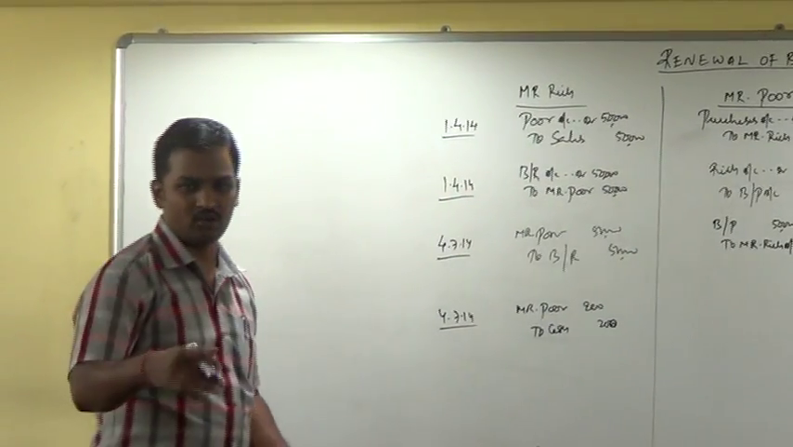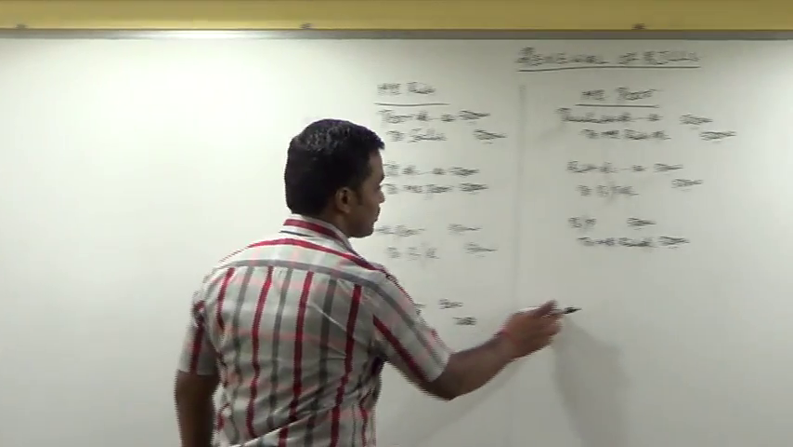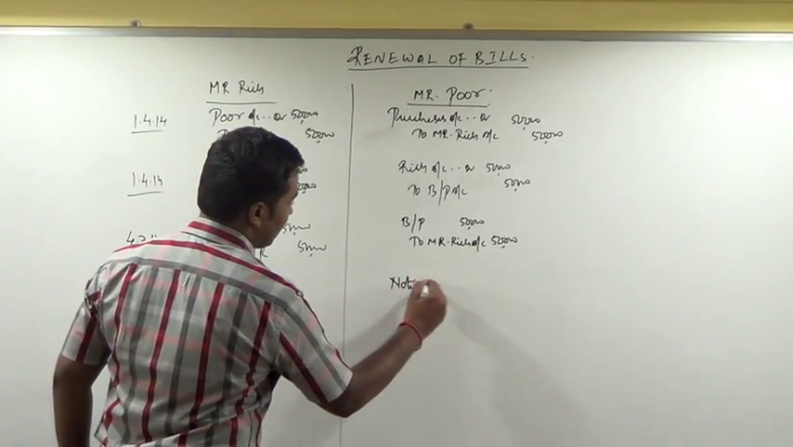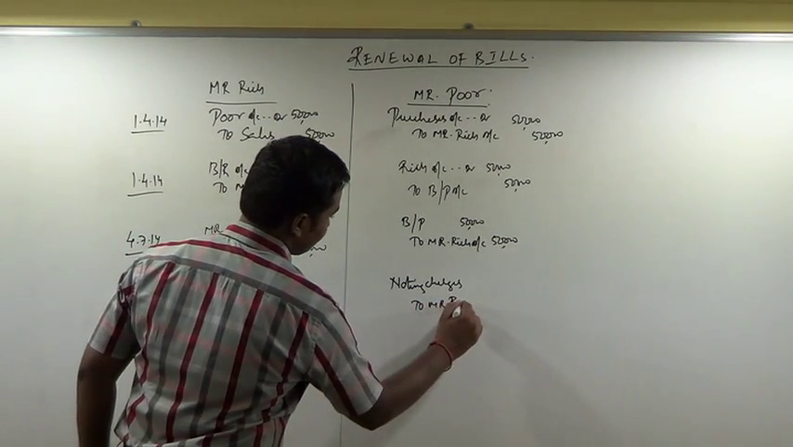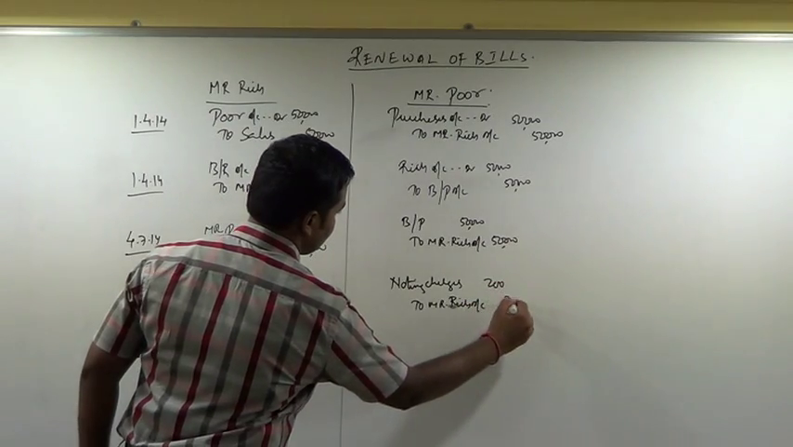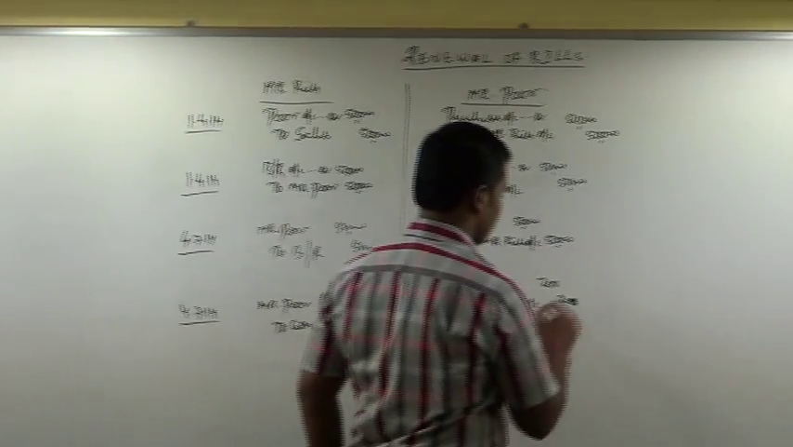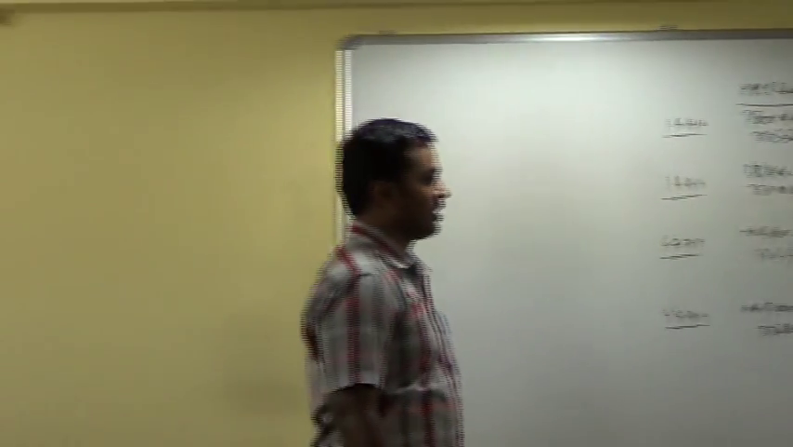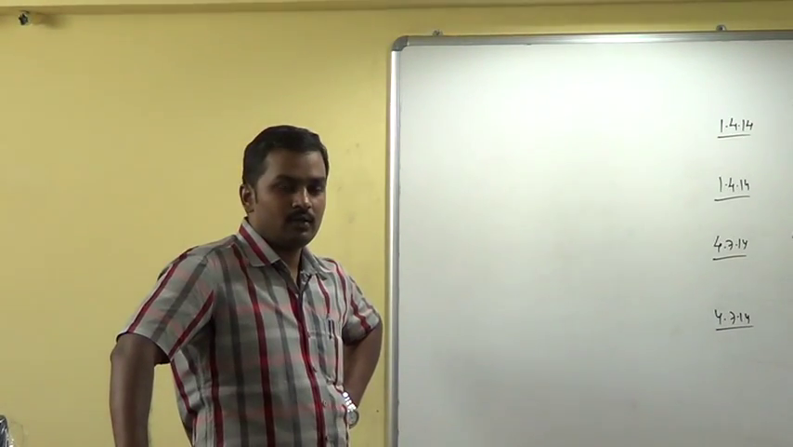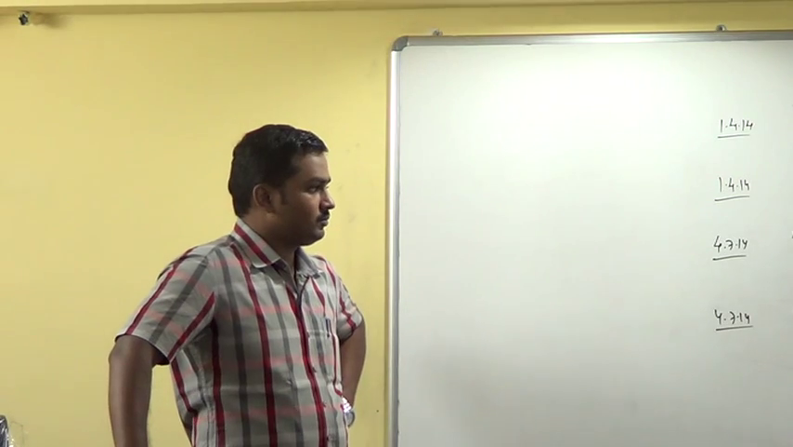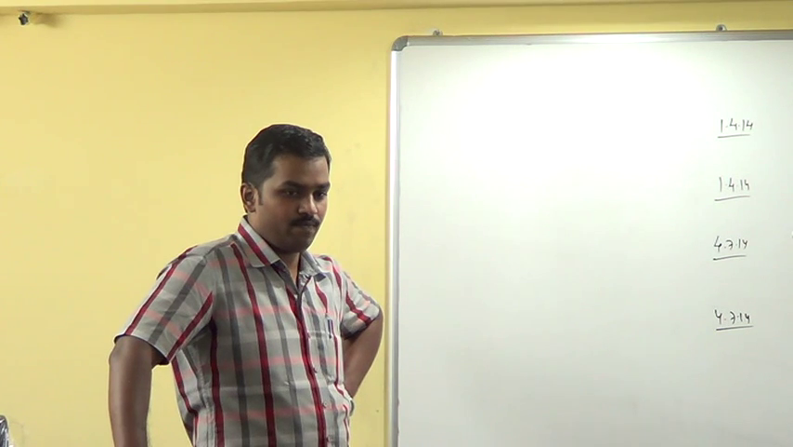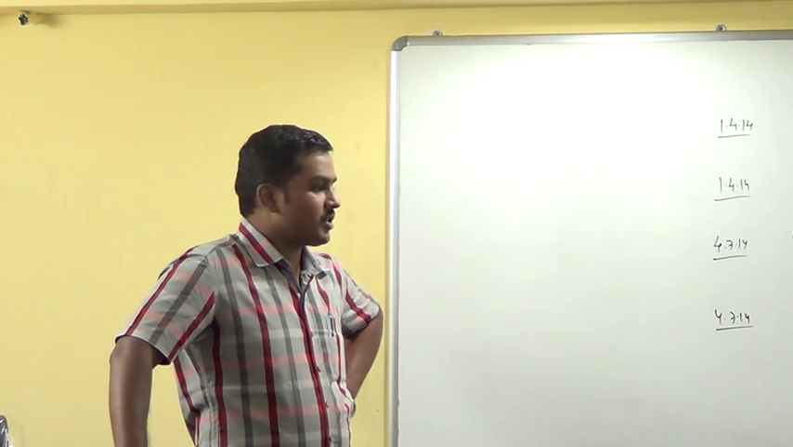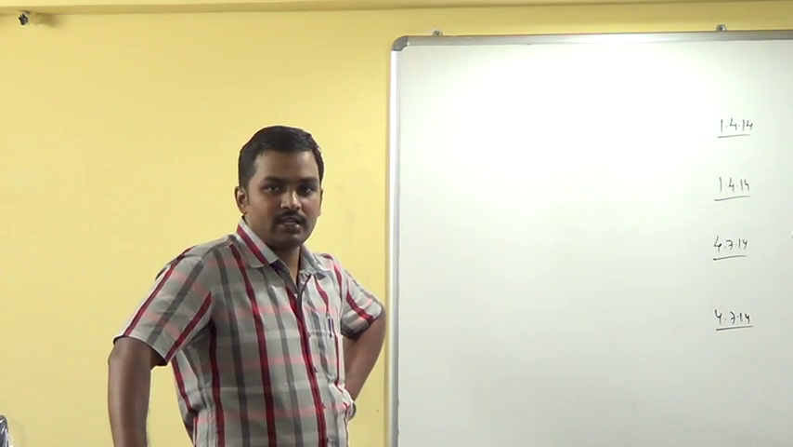I am not writing the events because by now you would have got used to it. What is the entry right in the books of Poor? Noting charges account debtor to Mr. Rich account, 200 rupees. Is it clear everyone?